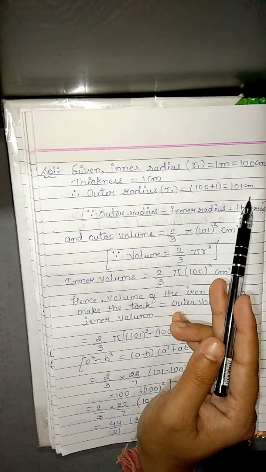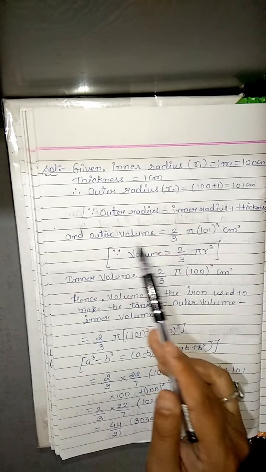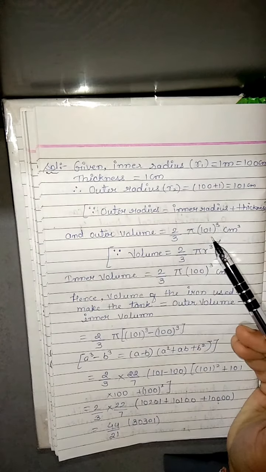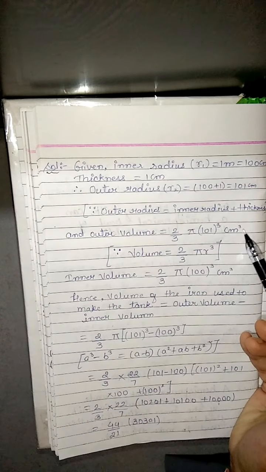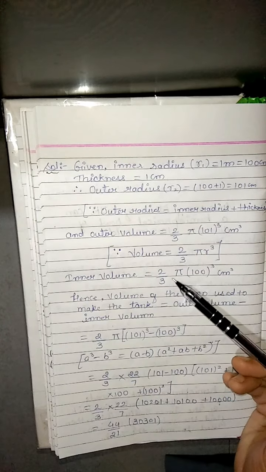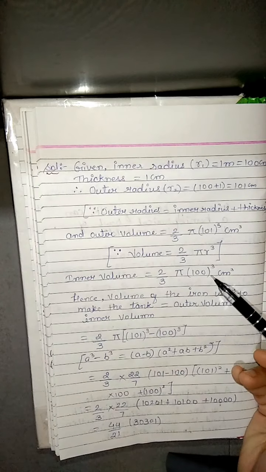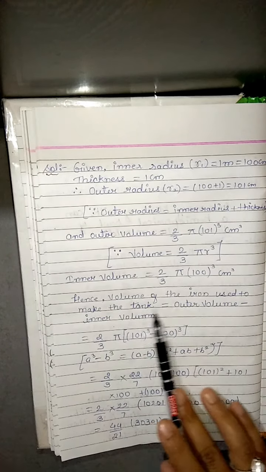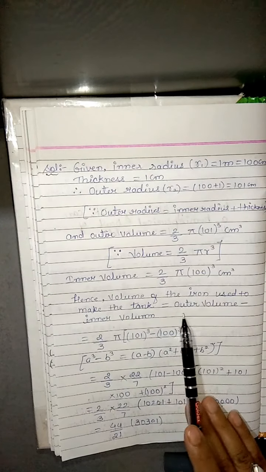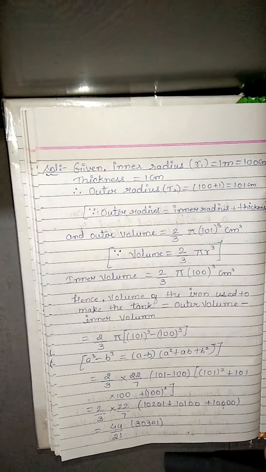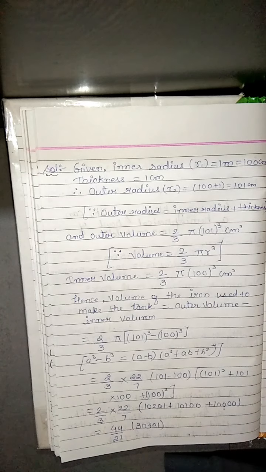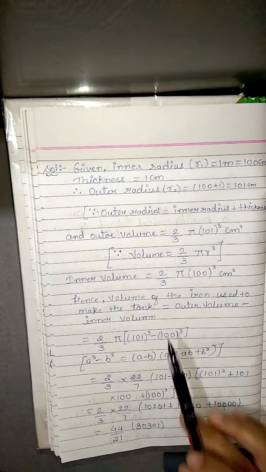Outer volume will be 2 upon 3 pi r cube, then it will be 101 whole cube centimeter. Inner volume is 2 upon 3 pi r cube, then it will be 100 cube. Hence the volume of iron used to make the tank is outer volume minus inner volume. What we have to find is the volume used for the tank, so from the outer volume we will subtract the inner volume.